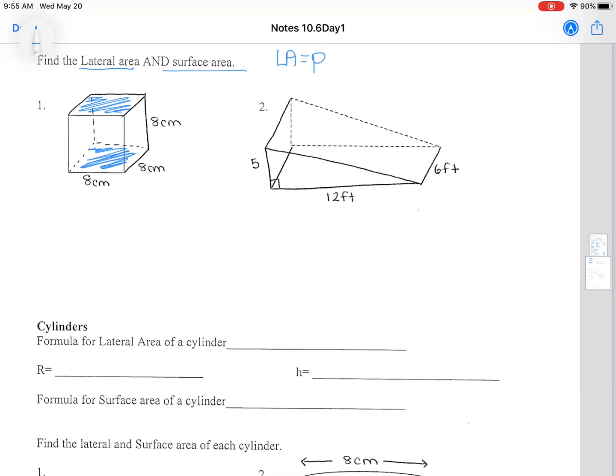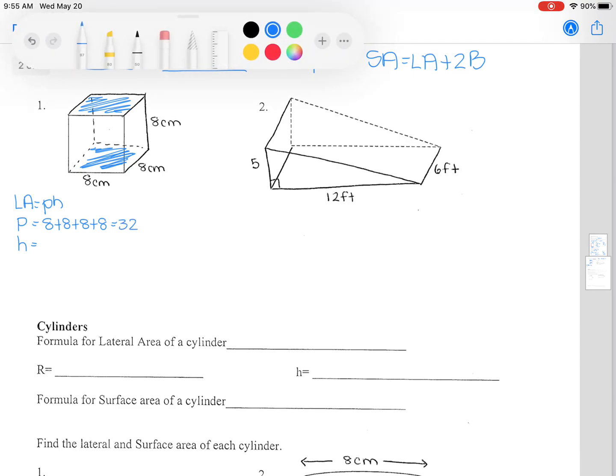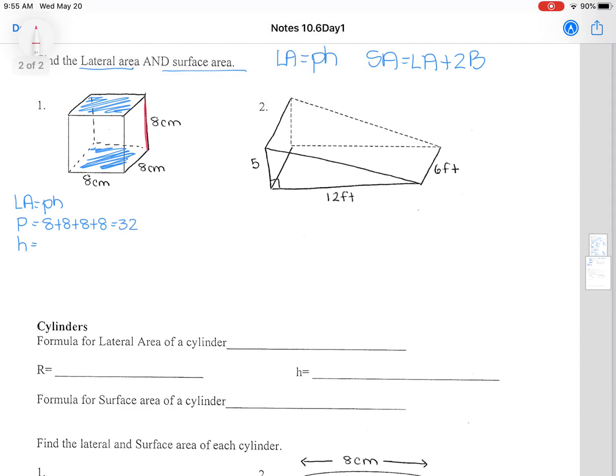So lateral area, actually I'm just going to write the formulas up here. Lateral area for any prism is P times H. Surface area is the lateral area plus 2 times uppercase B. So in this case, lateral area, I need to find my perimeter and I need to find my height. Well, if all the sides are 8, the perimeter is 8 plus 8 plus 8 plus 8. So 8 4 times is 32.